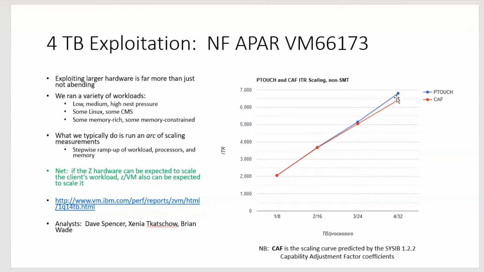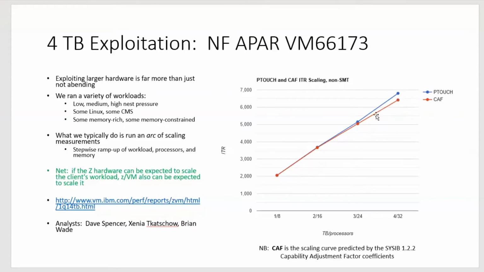Over here on the right-hand side, I've illustrated the scaling behavior for ITR for a workload that we call P-touch, which is a memory constrained, memory overcommitted paging kind of workload. And you'll notice that I drew 2 graphs here. I drew the scaling behavior of the P-touch workload on ITR, and I also drew this line called CAF, C-A-F. That stands for capacity adjustment factors. The hardware contains, and you can extract these by issuing the STSI instruction, scaling coefficients that the hardware engineers found when they ran their reference workloads in larger and larger amounts as they scaled up.